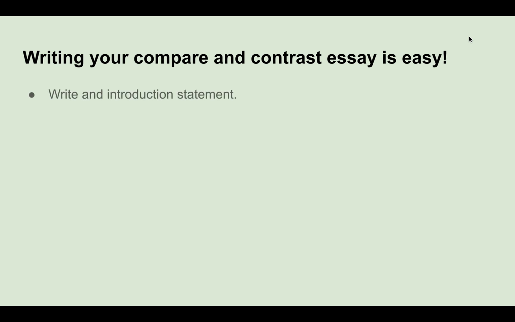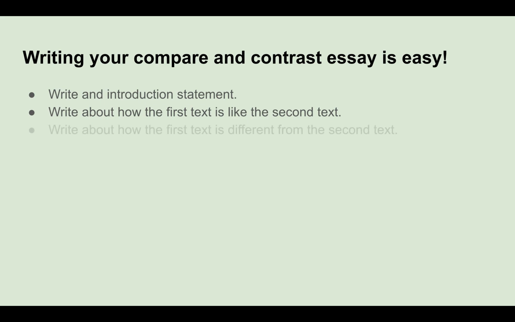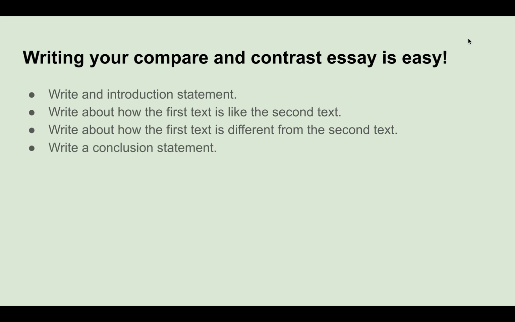You're going to write an introduction statement. You're going to tell how the first text is like the second text. So you're going to tell how the kimono is like the South American poncho. You are going to tell how it is different. So you're going to tell how the kimono is different than the South American poncho. And then you're going to write a conclusion statement. It is very much like the RACE writing method that you've done in class.